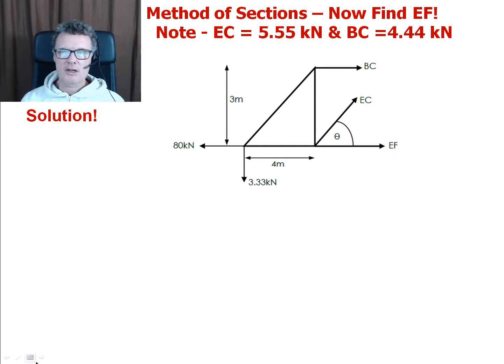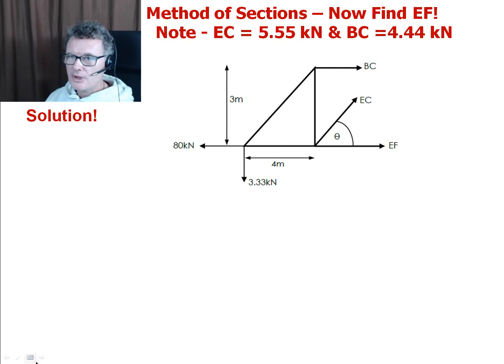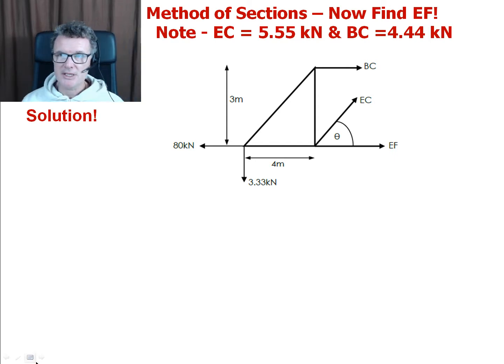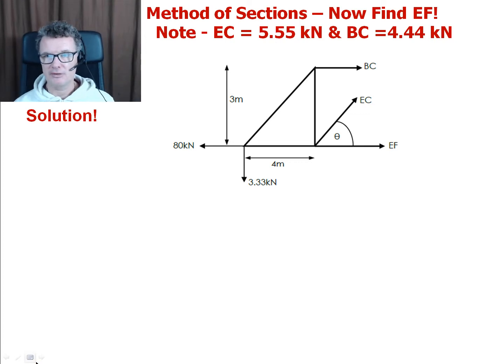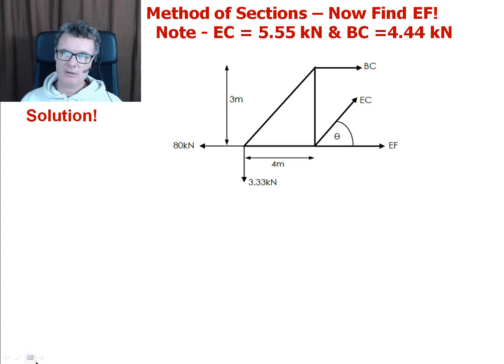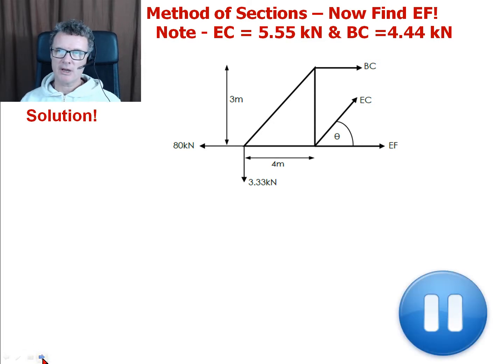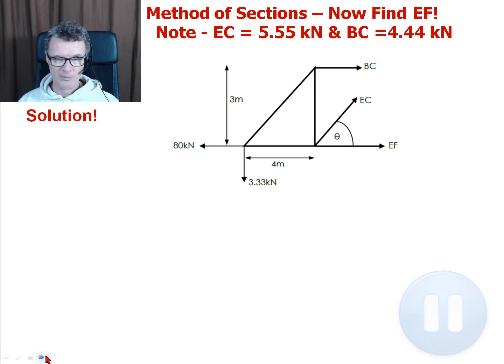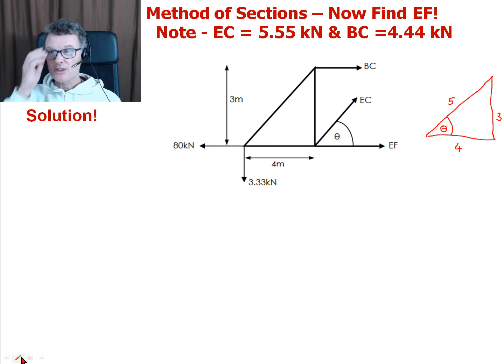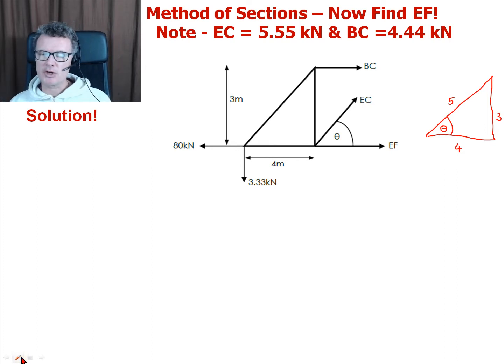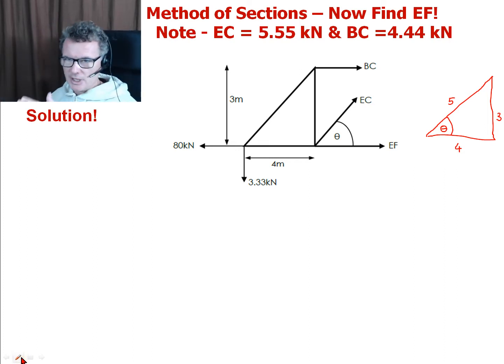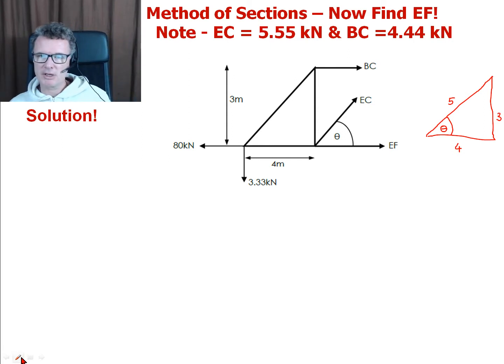Okay, now last one. We've found BC, we found EC, so we're now looking for EF. So make a note of our previous results, pause the video and see if you can work out what EF is going to be. The first thing you want to do is examine the triangle, the angle. The EC angle is going up, and it's going to be such that we've got 3 opposite, 4 adjacent.